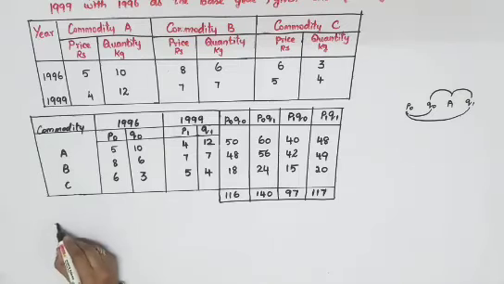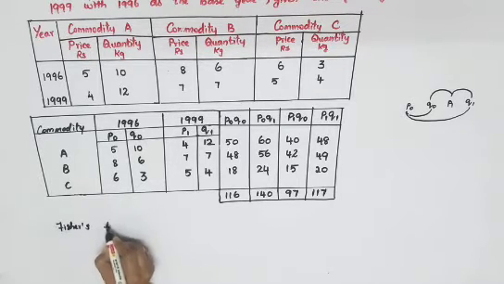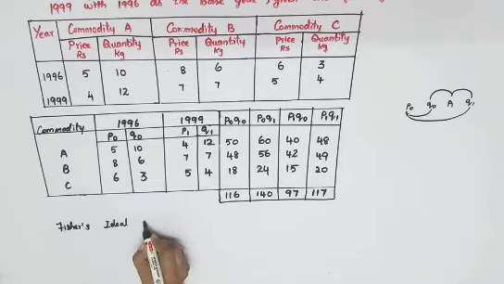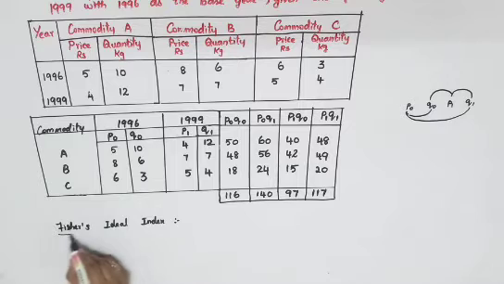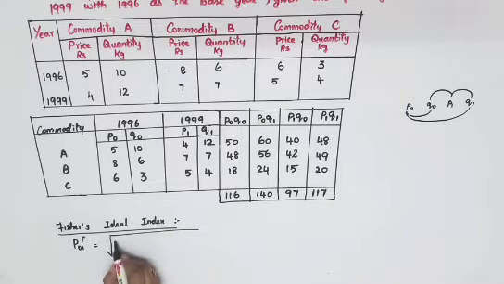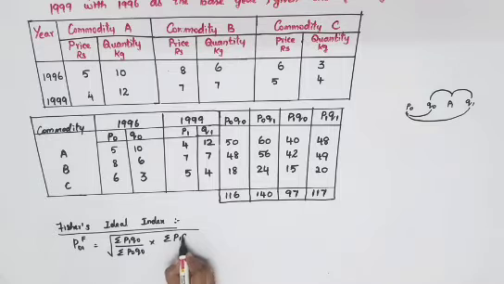Your formula is Fisher's ideal index formula. P01F is equal to the root of sigma P1 Q0 divided by sigma P0 Q0, into sigma P1 Q1 divided by sigma P0 Q1, into 100.